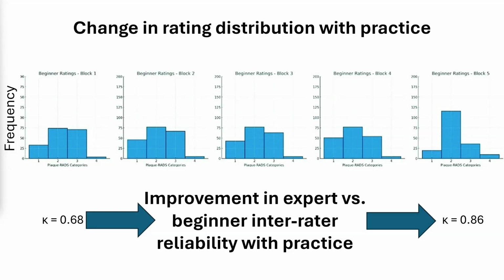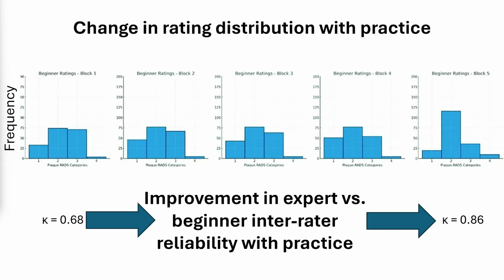And this is probably the most practical slide from the reliability paper. It shows there's improvement with repeated exposure in practice. These histograms show how the distribution of Plaque-RADS ratings for the beginner changed with practice. So in the first block of 100 cases that they did, compared to the last block, the resident tended to start off saying there are too many Plaque-RADS 1 rather than 2, and too many 3s rather than 4s. But with practice, the resident had a rating distribution that looked remarkably like the experts.